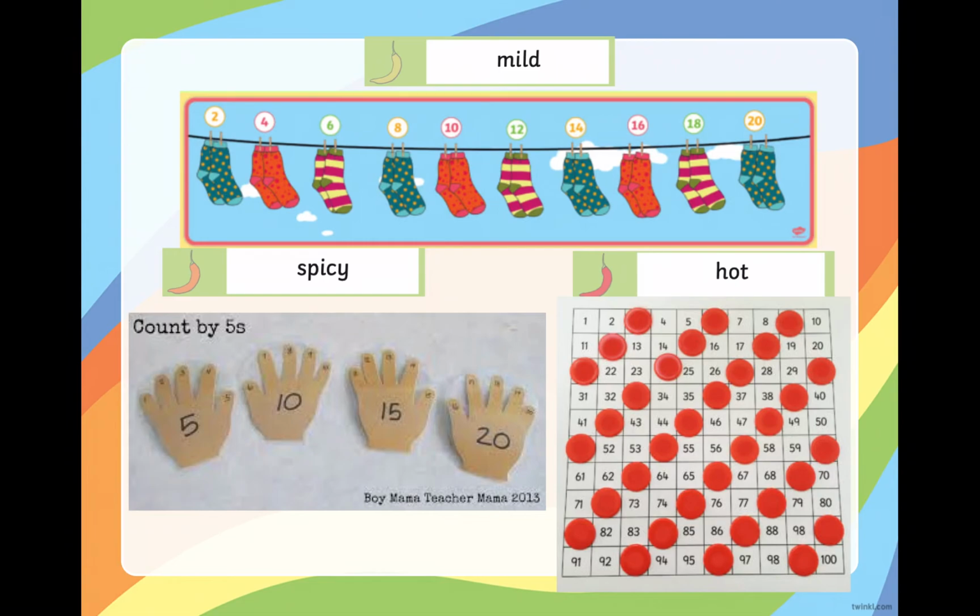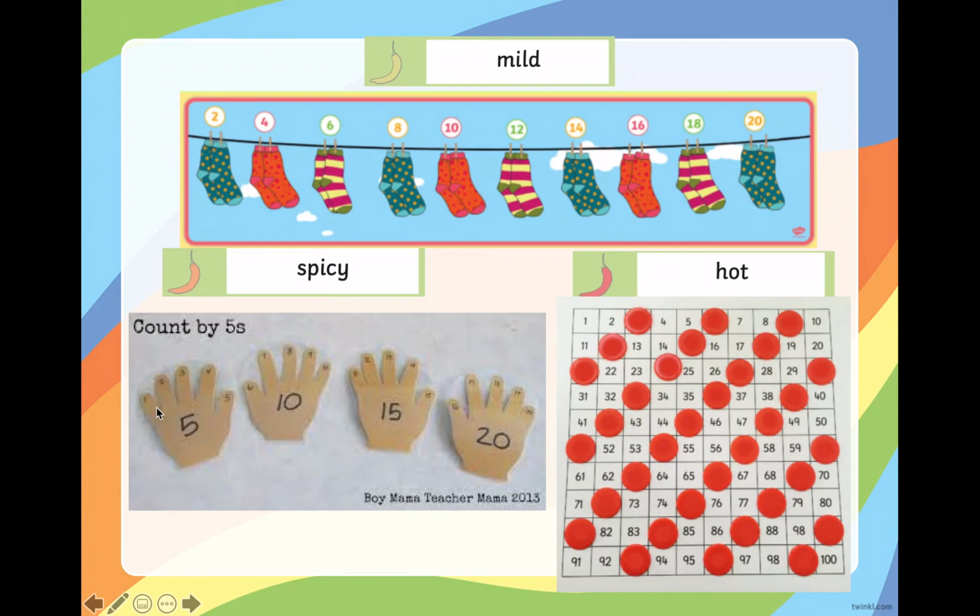Now here's your choices for things you can do now. You could do a mild option to try making patterns of 2s. Socks are really useful for making patterns of 2 because hopefully you have 2 socks to every pair, unless you lose your socks. So you could show us all the patterns of 2 with 2 socks, then 2 more socks, 2 more socks, 2 more socks, 2 more socks.